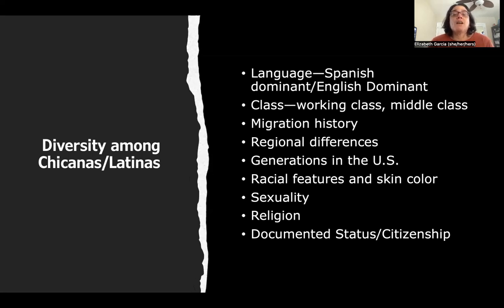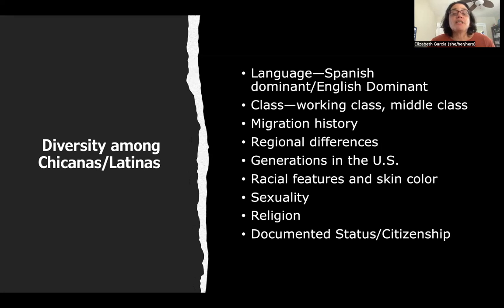Another issue contributing to diversity among this population is their documentation status, right? If you're undocumented, if you're a resident, or if you are a new citizen, or you've been a citizen for a long time, all of that colors the kind of experience that you have as a Chicana or Latina in the United States.